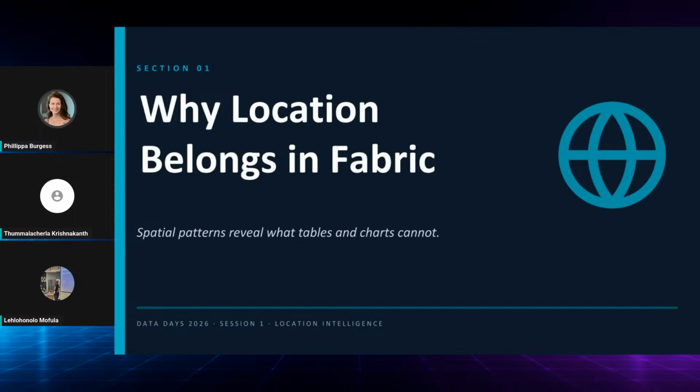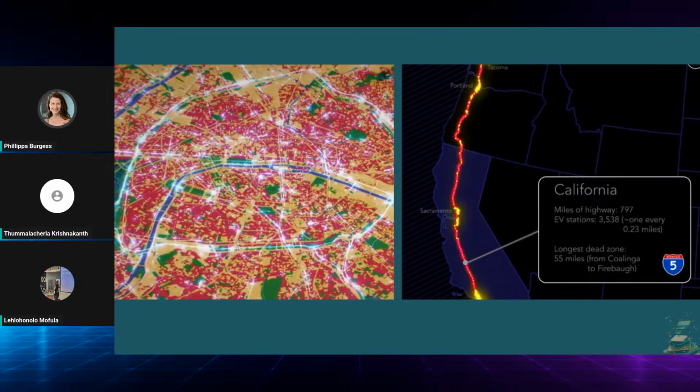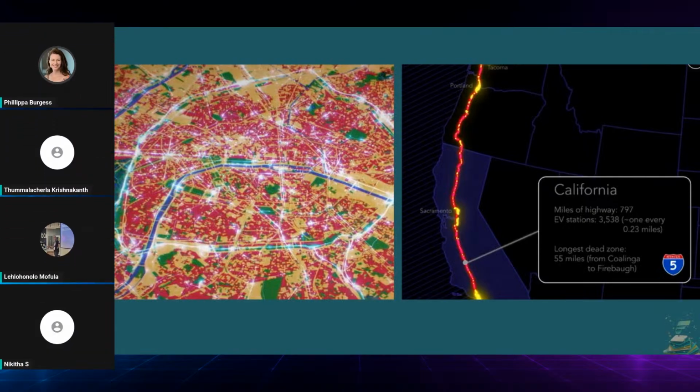So why location belongs in Fabric is that spatial patterns reveal what tables and charts cannot. Just start looking at maps. I led a session for urban planners about being a map reader, a map leader, and then a map maker. I want you to think the same way, because being a map maker can take some time, and there is a learning curve. The very first thing to think about is being a map reader, meaning start to think spatially, start to look at maps, and understand what the map is trying to tell us, what we can learn from a map.